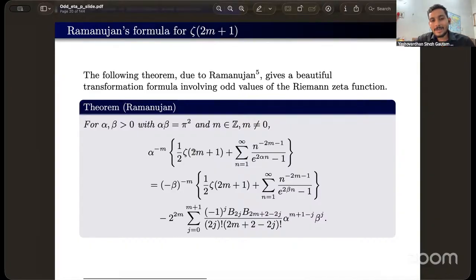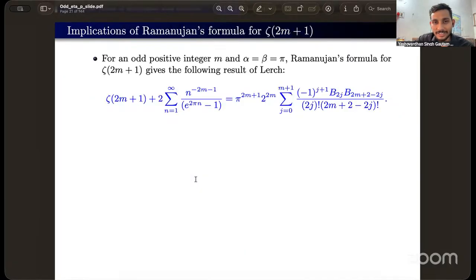Now, let's see what implications we can have for this transformation formula. What we do is take alpha equal to beta. If we take alpha equal to beta, the terms inside the curly brackets on the left-hand side become the same as those on the right-hand side. Now, the next thing we'll do is take m as odd integers. If we take odd integers, this will become minus and we'll be able to add it, and we'll get a result known as Lerch's identity.